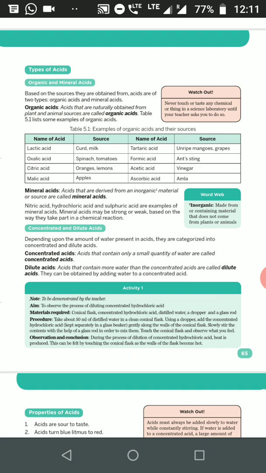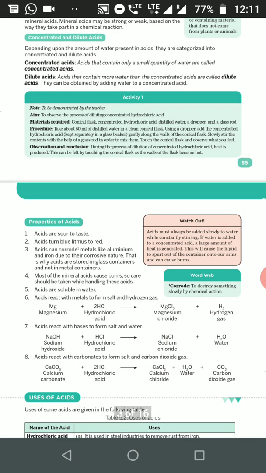Next, properties of acids. Acids are sour in taste. Acids turn blue litmus to red. It turns the blue litmus paper to red. Acids can corrode metals like aluminium and iron due to their corrosive nature. Corrosive nature means they destroy that metal. That is why acids are stored in glass containers, not in metal containers.